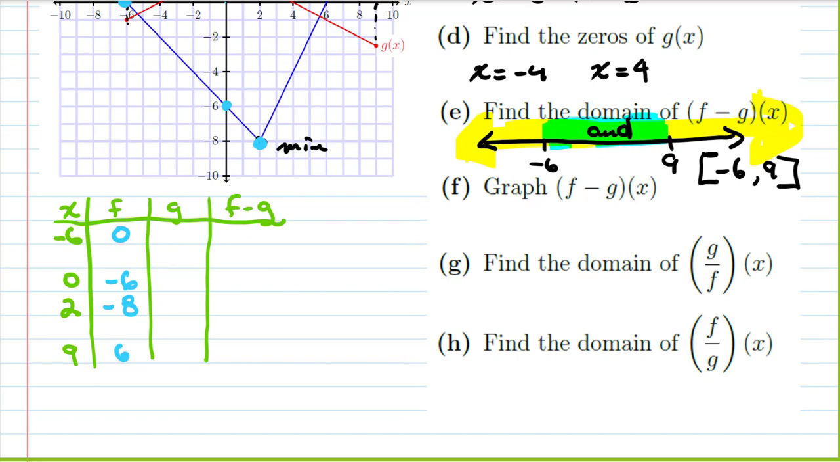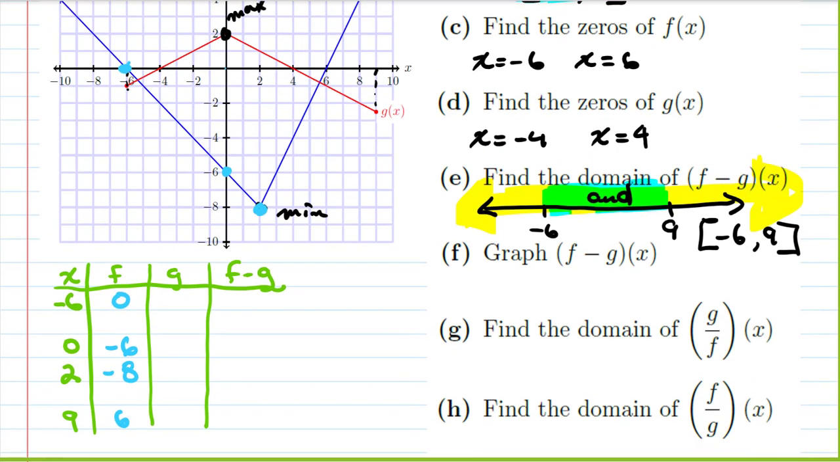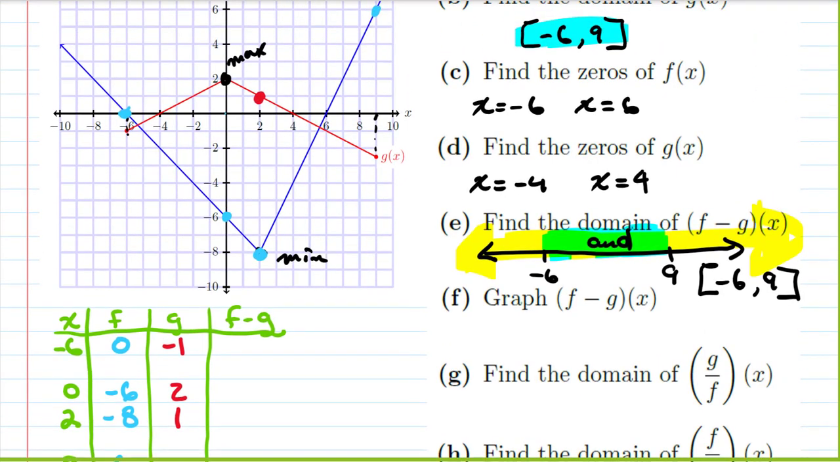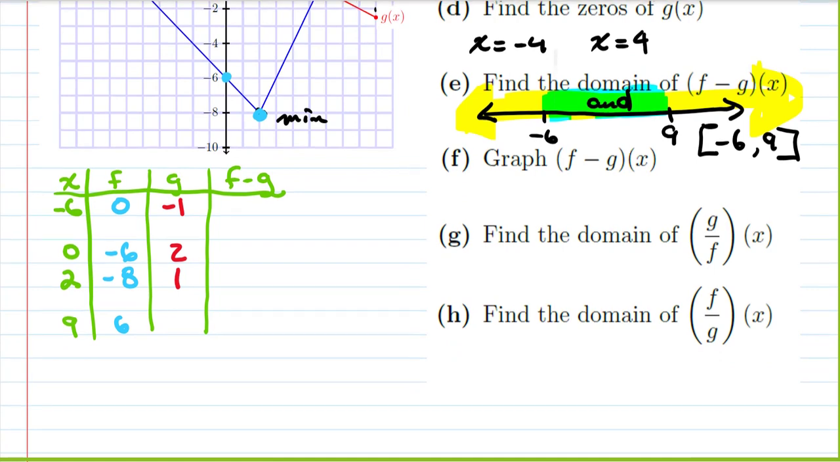And now we rinse and repeat, and we do the same thing for g. So g of -6 is -1. g of 0 is going to be 2. g of 2, right here, is going to be 1. And finally, g of 9 out here is going to be -2.5.